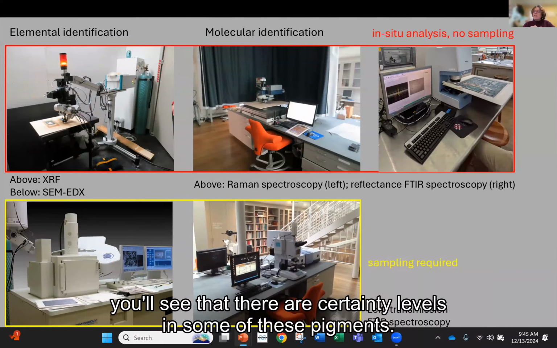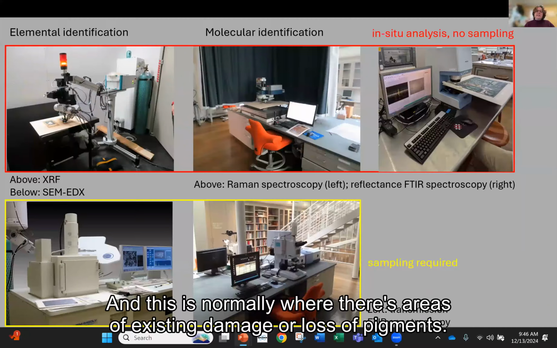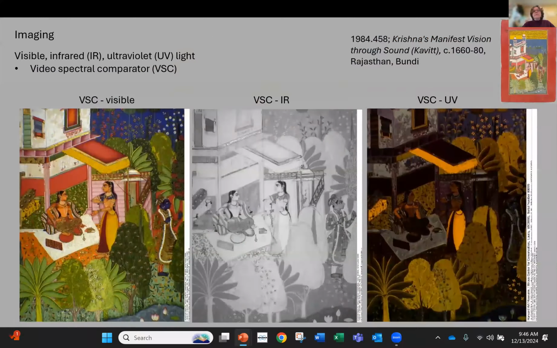In rare cases, also mentioned by Celia, we can take tiny samples and use equipment like Fourier transform infrared spectroscopy in transmission mode, or the scanning electron microscope, that require samples to give full characterization. This is normally where there are areas of existing damage or loss of pigments.